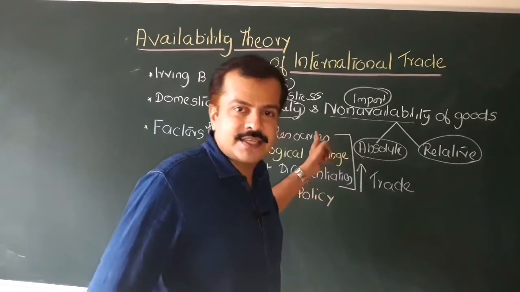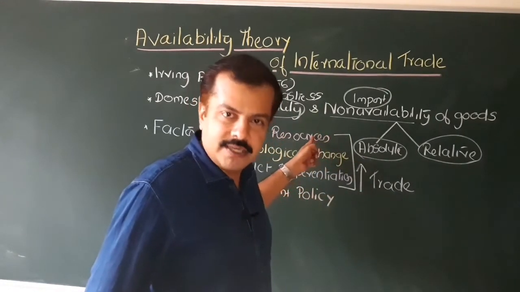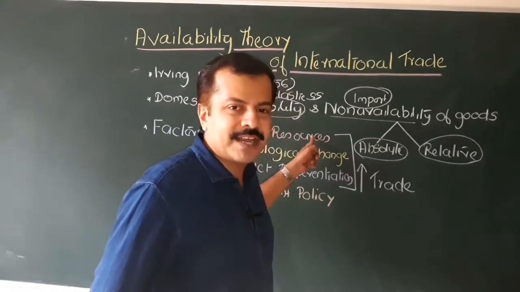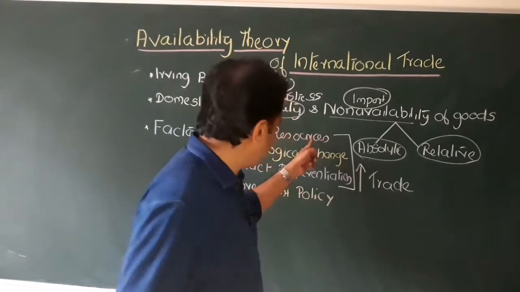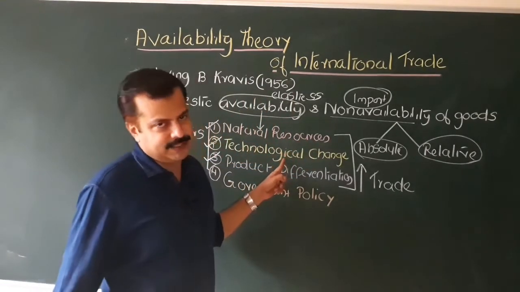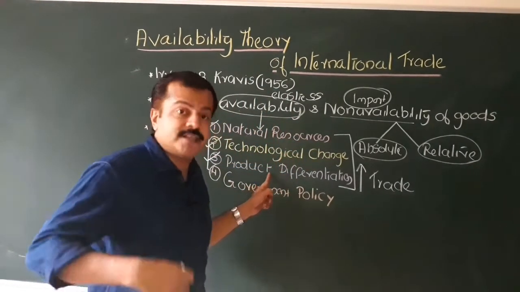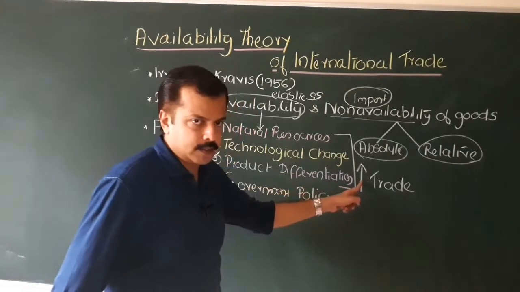When there is abundance of natural resources or increase in the quantity of natural resources, or according to Kravis, increase in the availability of natural resources, it will increase trade. If there is technological progress, it will increase trade. If there is increase in product differentiation, it will increase trade.